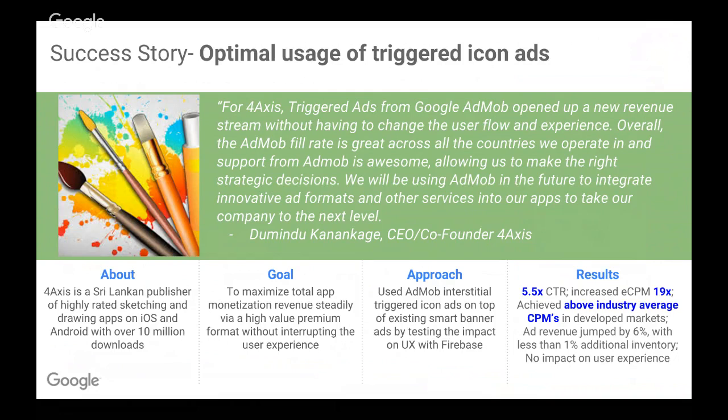For those who might not have heard of trigger ads, basically trigger ads is a format that allows the users to choose whether they want to view an ad or not. After the user has given consent to view the ads, then the ads will show up. With this trigger ads implementation of the interstitial, we have almost 6 times increase in click-through rates. We also see a very high eCPM, which has increased nearly 19 times.